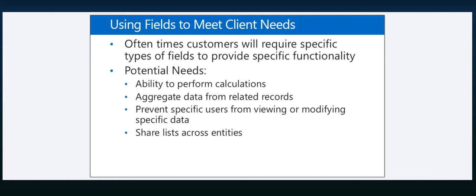So, using the different fields to meet client needs. Often we'll be looking at what the customer's needs are. If they need to perform calculations, if they need to aggregate data from related records, if you want to prevent specific users from viewing and modifying specific data, if you want to share lists across entities. Those are some of the discussions that you'll have with your customers and your organization about what you actually need from those different fields. And as you can tell here, the examples list some of the standard field types.